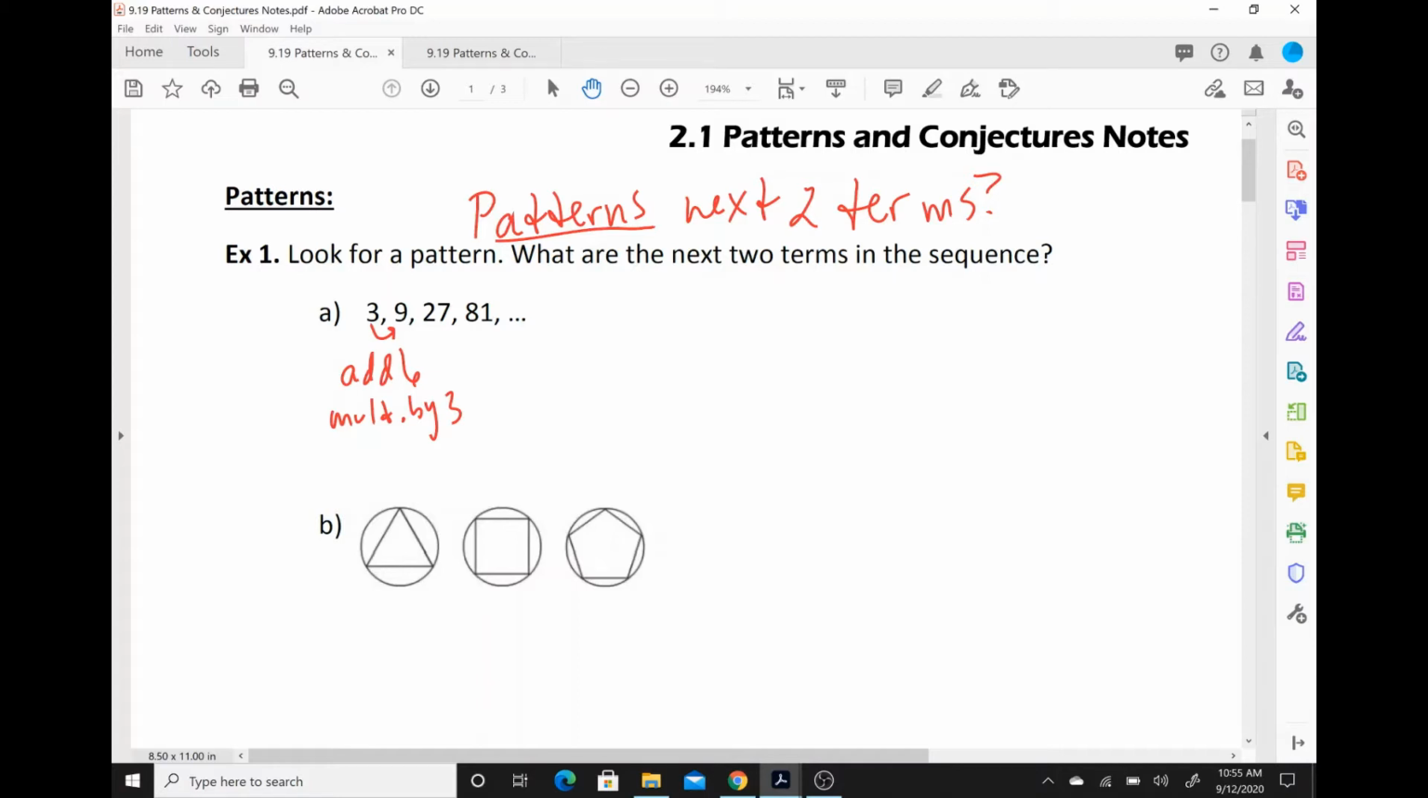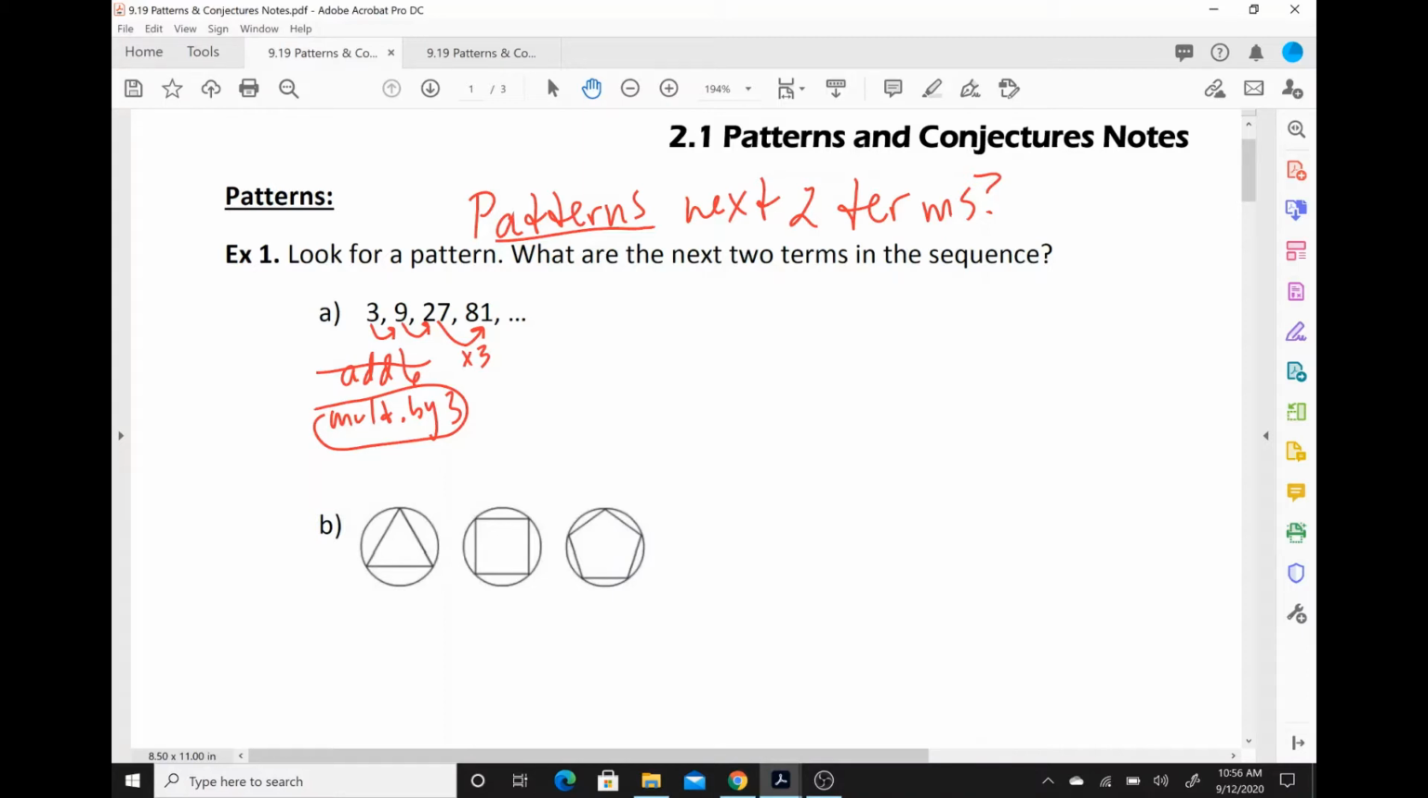Now, the key is that we want this to work for every other term that we're going to get. So look from going from 9 to 27. Would the add 6 work? If I do 9 plus 6, does that give me 27? No, so it's not adding 6. How about if I do 9 times 3? Does that give me 27? Yes. So we can tell going from term to term, we're going to have to multiply by 3. And let's check it out. If we do 27 times 3, does that give me 81? It sure does. So we found the rule. We're going to multiply by 3.